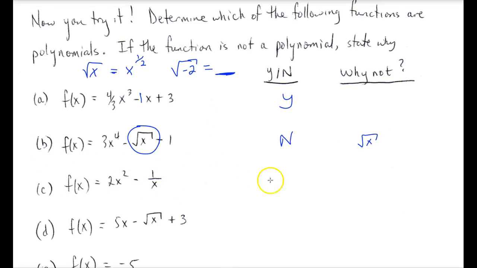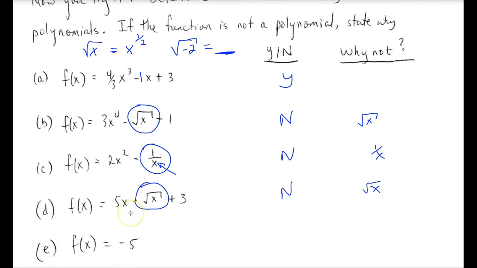So for C, we know that this is not a polynomial because of this term here. We have x being in the denominator of this particular fractional or rational term here. For D, we see that, of course, we have the square root of x again, so that messes everything up. So this is not going to be a polynomial as well.